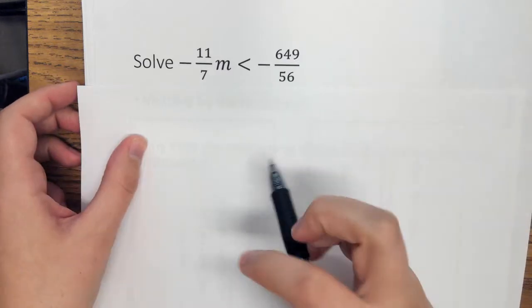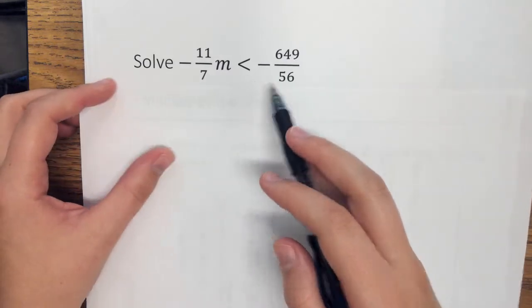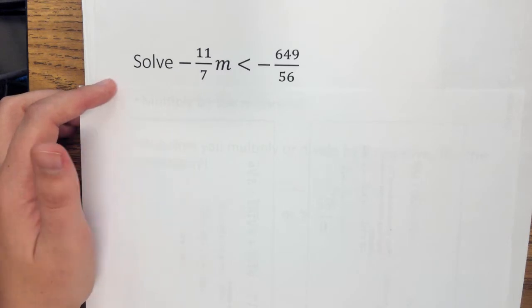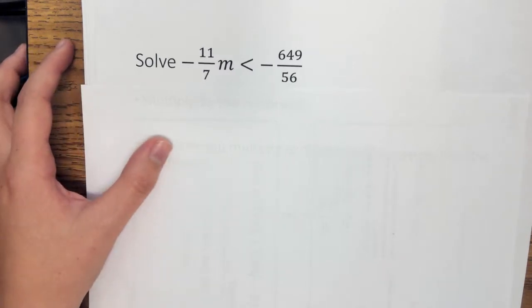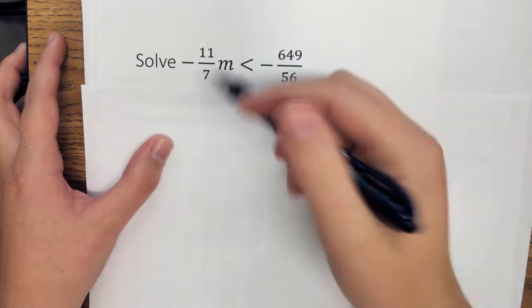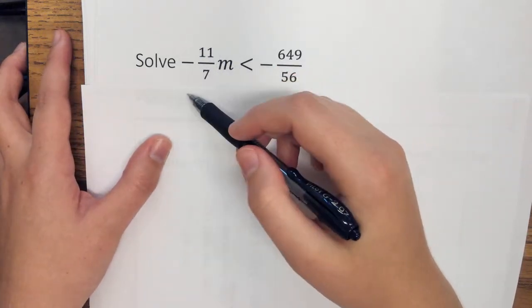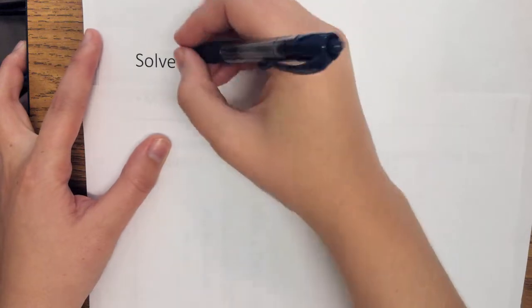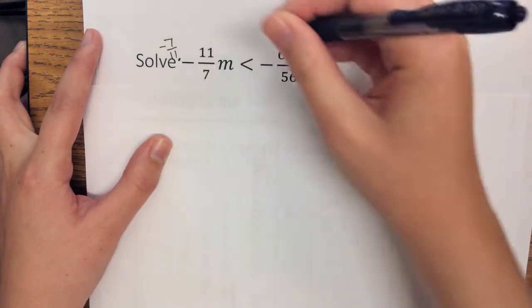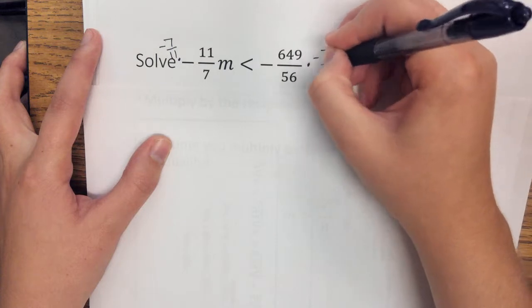So negative 11 over 7m is less than negative 649 over 56. Now those are big numbers, but I'm not going to take your calculator away from you. Let's solve it the same way you would solve it as if it were an equation. I need to get rid of this fraction. And the way we get rid of fractions is by multiplying by the reciprocal. So we're going to multiply by negative 7 over 11 on both sides.